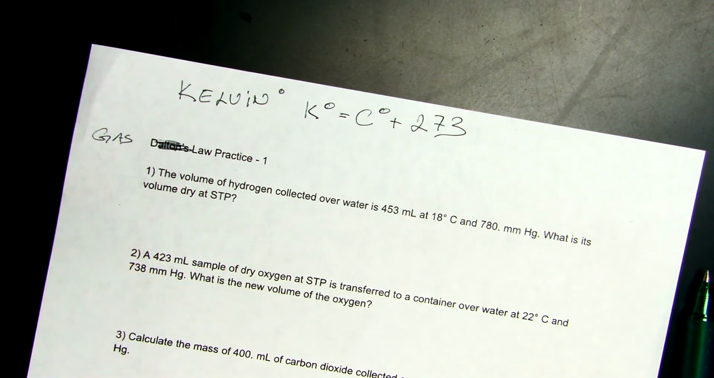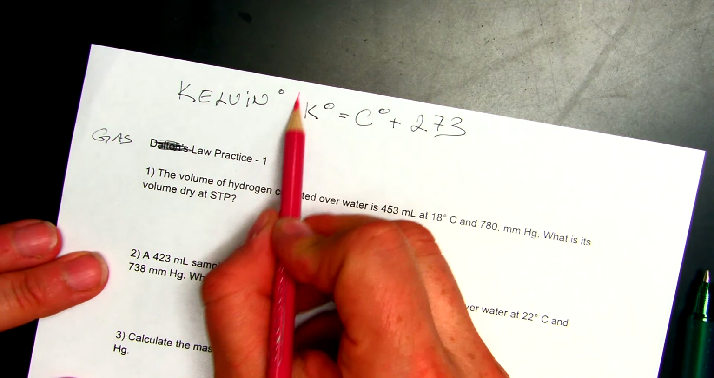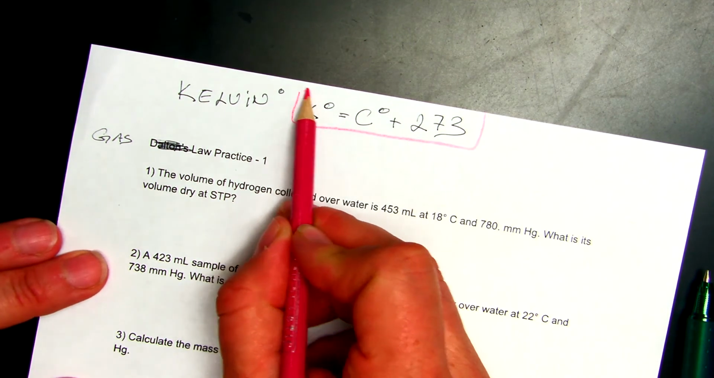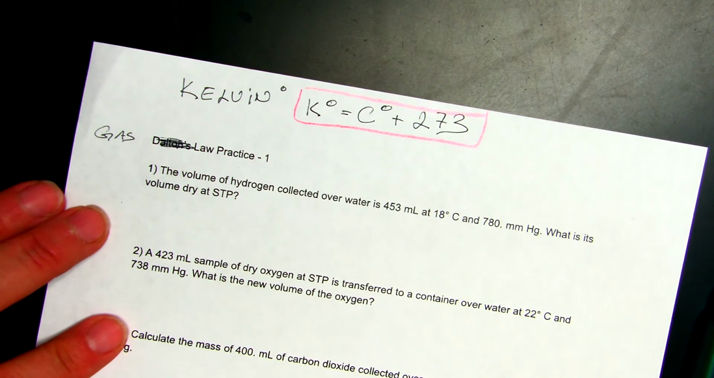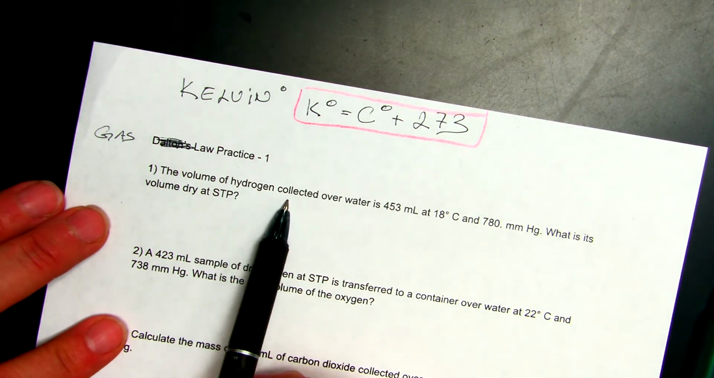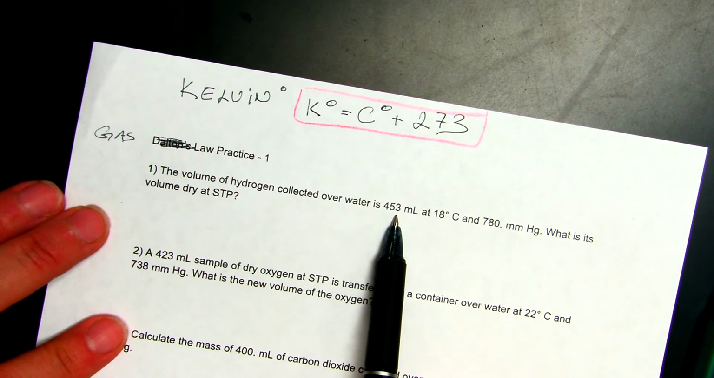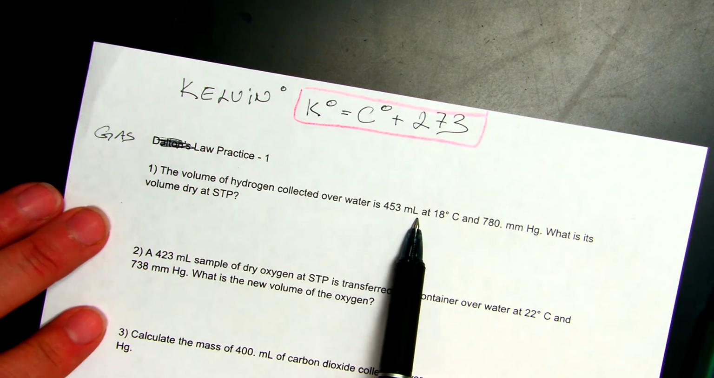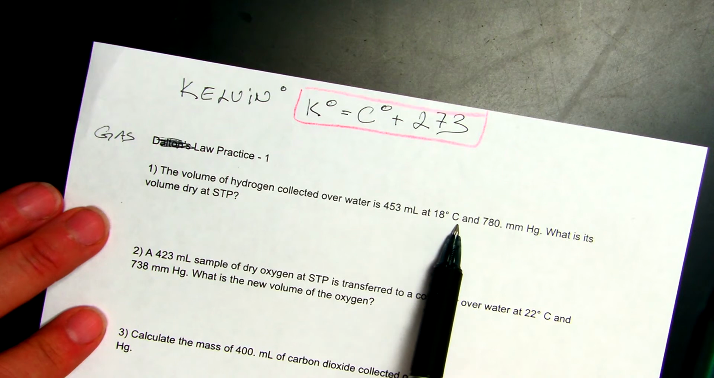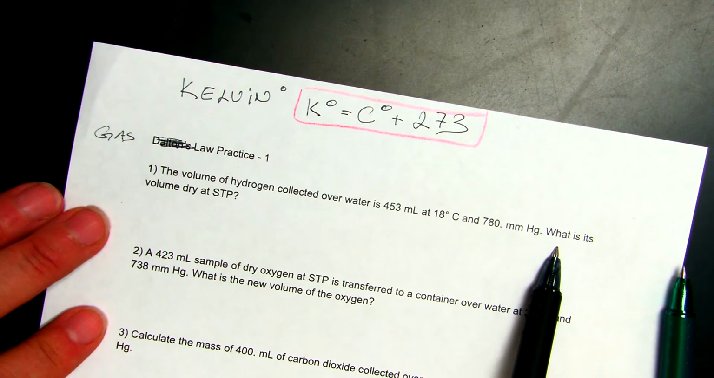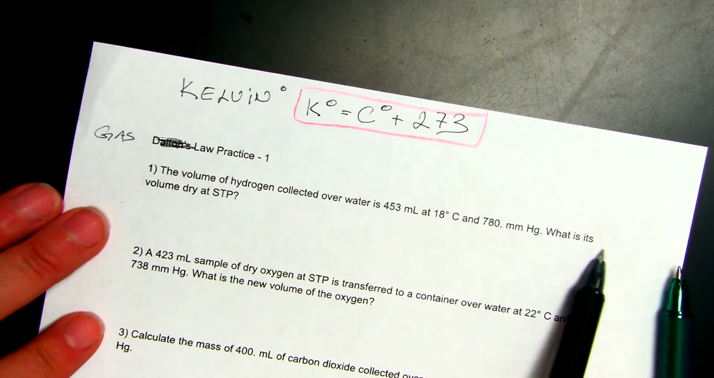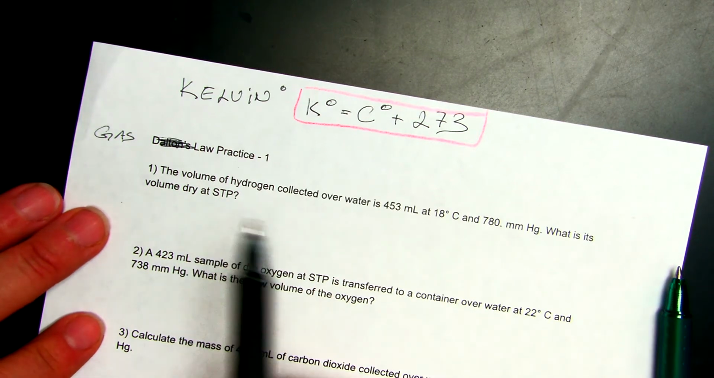So the degrees Kelvin, the way you calculate it, you take the degrees that is given to you in Celsius, and you add 273. The volume of hydrogen collected over water is 453 milliliters at 18 degrees Celsius and 780 millimeters of mercury. What is this volume at STP?